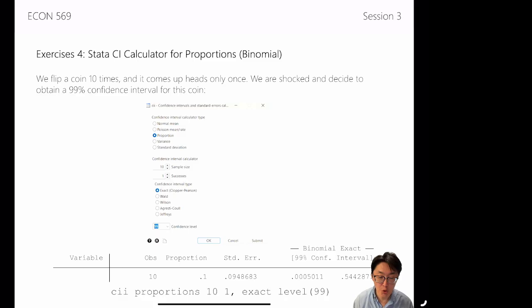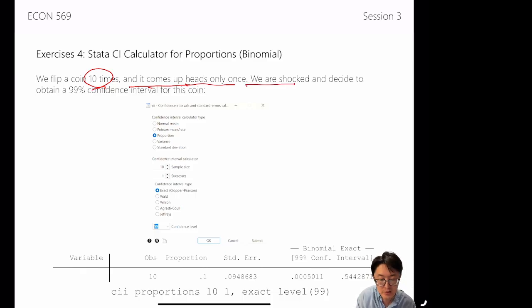What about the proportion calculator? Let's assume I'm playing a kind of gamble. We are flipping a coin. If you get heads, you win. If you get tails, you lose. And I flip the coin 10 times, but it comes up heads only once. And now you are shocked. Maybe the gambler is cheating you. So you suspect, and you try to test whether this gambler is cheating or not.